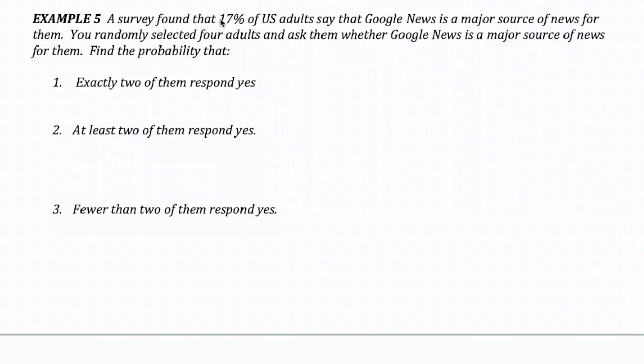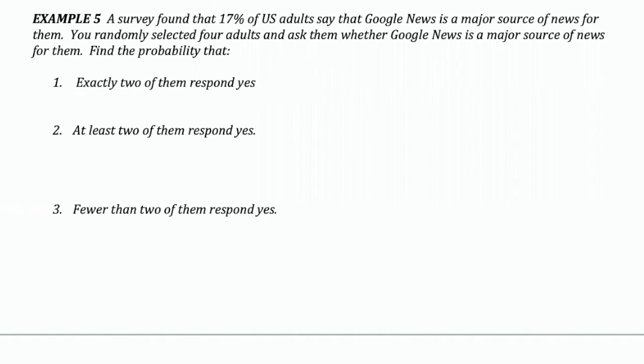A survey found that 17% of US adults say that Google News is a major source of news for them. You randomly selected 4 adults and asked them whether Google News is a major source of news for them. Find the probability that exactly 2 of them answered yes. Okay, so notice the wording here. We want the probability of exactly 2.